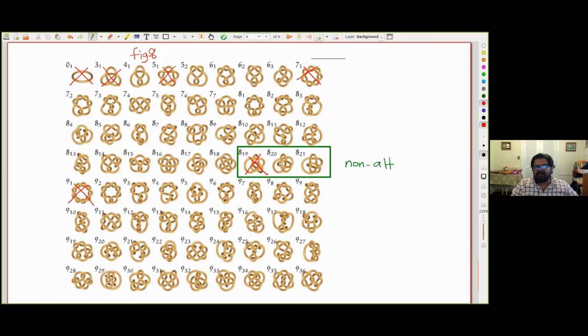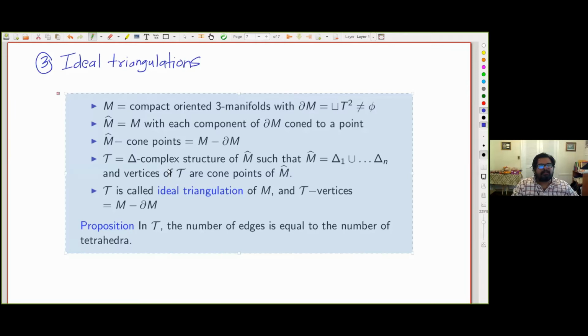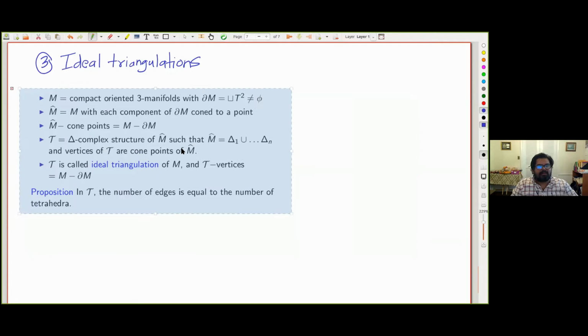which is going to be ideal triangulations. So I'm just going to put up a little bit of notation. It's not very complicated, just understanding what we are looking at. So we start with a compact oriented 3 manifold.